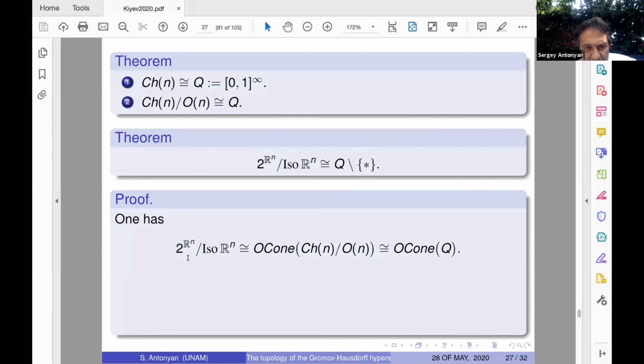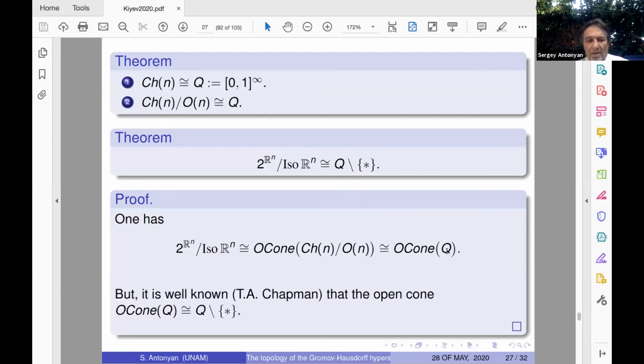Here is just one line about the proof. As we have shown, this orbit space is homeomorphic to the open cone over the orbit space of the Chebyshev hyperspace. Then using this, we get that this is the open cone over the Hilbert cube. But it is a classical result of Chapman that the open cone over the Hilbert cube is homeomorphic to the Hilbert cube with a removed point.